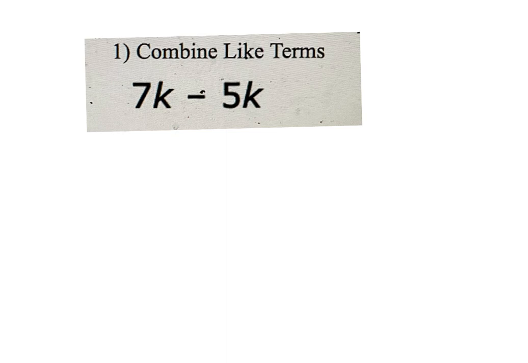Combining like terms. 7k and 5k are like terms because they have the same variable, k, raised to the same exponent. There is no exponent shown, so that would just be the invisible number 1 for the exponent. Anyways, 7k minus 5k, just subtract their coefficients. 7 take away 5 is 2. Bring the k along, and our expression is 2k.